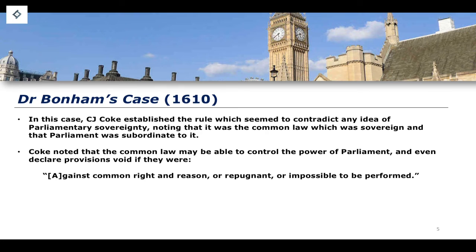What this is doing is essentially enshrining the idea that it is the rule of law which is the authoritative principle of the UK Constitution, or at least the British Constitution, and that this idea of parliamentary sovereignty is subordinate to the rule of law, owing to the fact that the rule of law essentially allows for parliamentary decisions or parliamentary legislation to be set aside if it is repugnant or impossible to be performed.